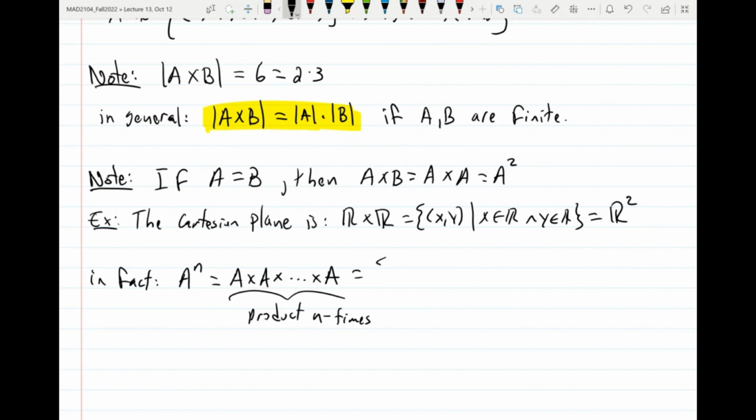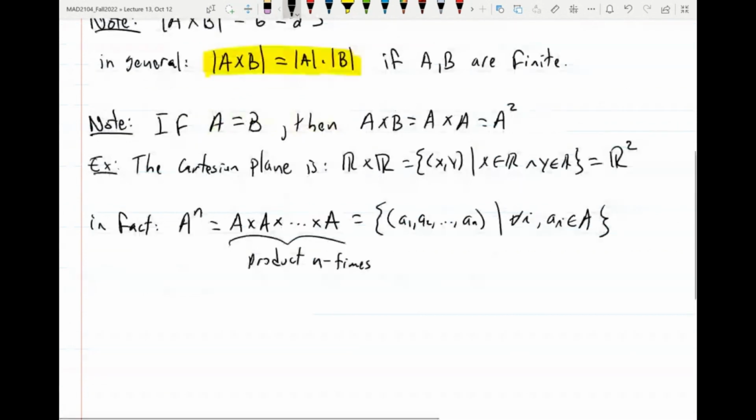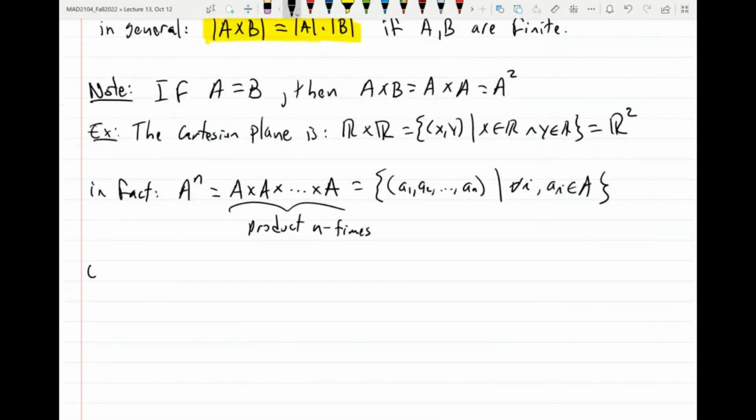So what is this? This is the set of tuples of the form (a1, a2, ..., an) such that for all i, ai is in A. Right? That's what it is. So it's just ordered tuples of n elements where each element is coming from A. That's what that means. Okay, questions? All right, let me do another example here.